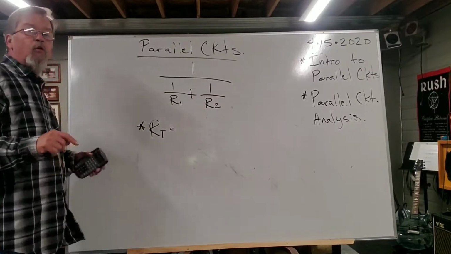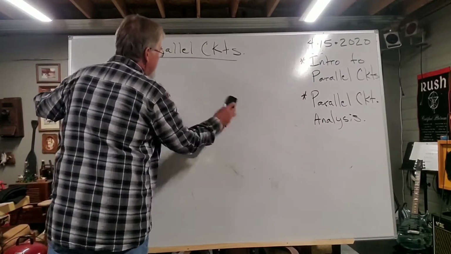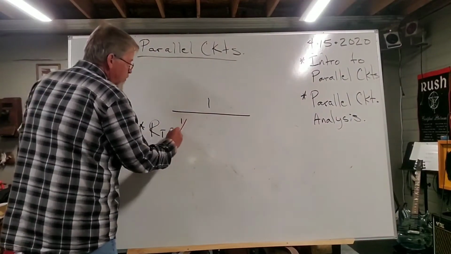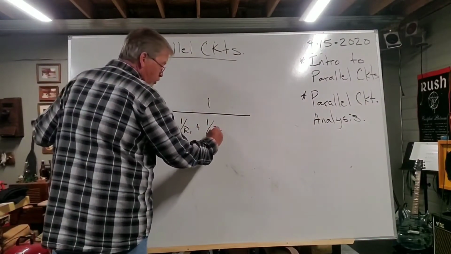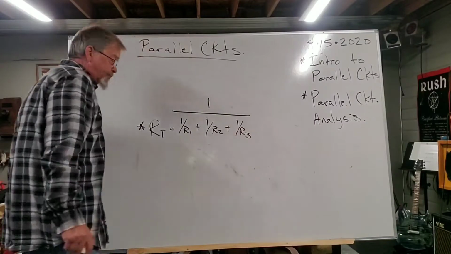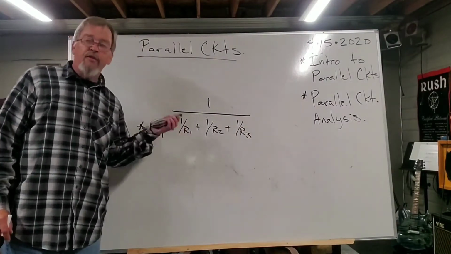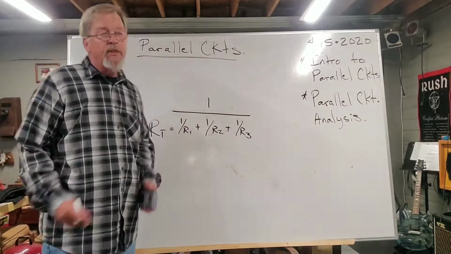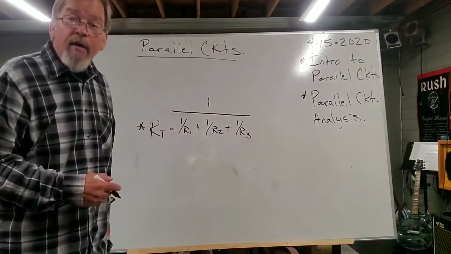Total resistance is equal to 1 over R1 plus 1 over R2 plus 1 over R3. This is how we find the resistance in a parallel circuit. We add them up what I call the 1 over way, the reciprocal way. Series, we add them up regular. Parallel, we add them up the 1 over way.